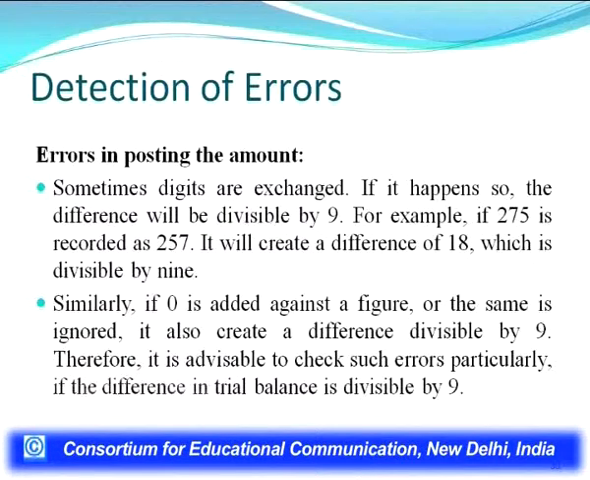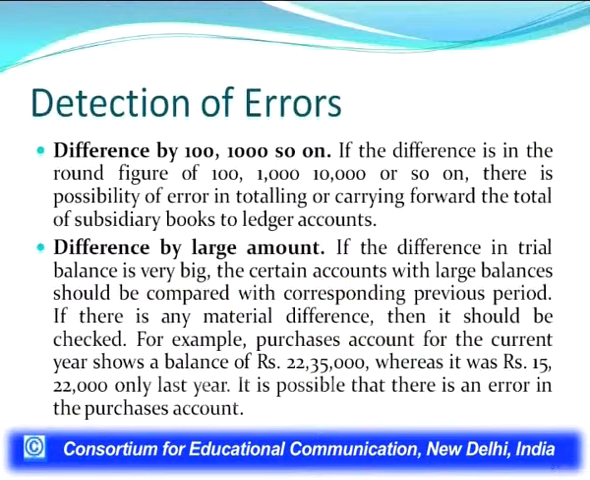Sometimes there are errors by a zero. ₹100 has been recorded as 10. One zero omitted by you. So, the difference is ₹90. So, 90 is divisible by 9. So, if this difference is divisible by 9, there are two possibilities. One is the exchange of digits, another possibility is omission or addition of a zero, shunya. Sometimes the difference may be ₹100, ₹1000, ₹10,000 and so on.